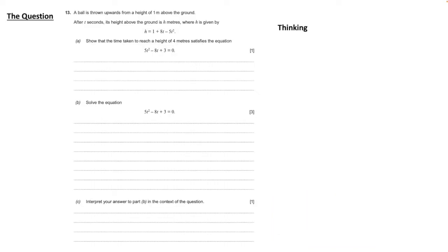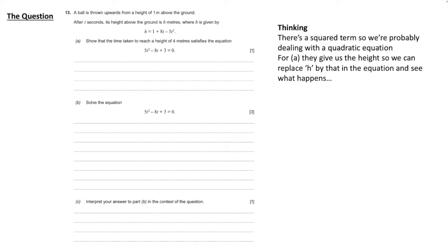So the question: we're throwing a ball upwards from a certain height and they're giving us a formula to show what the height is after a certain time. So what do we think about this question? Well, first of all, there's a squared term, so we're probably dealing with a quadratic equation.